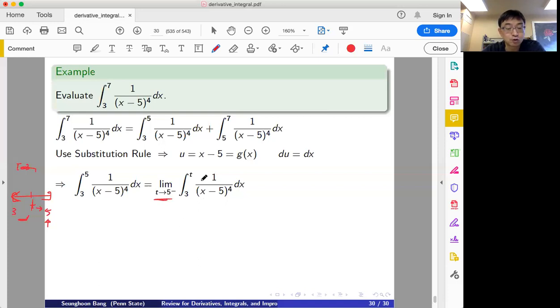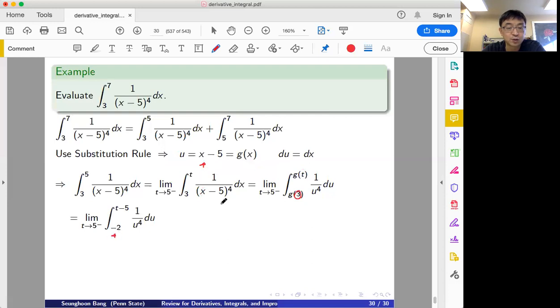You can use u substitution. So this is the same as: you plug u in here, we have u to the 4th. dx is the same as du. Next, you plug 3 into g, which gives g of 3, and you plug t into g, which gives g of t. So 3 minus 5 is minus 2, and plugging in t gives t minus 5.